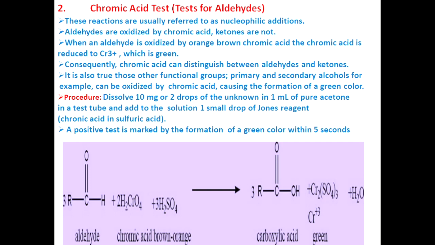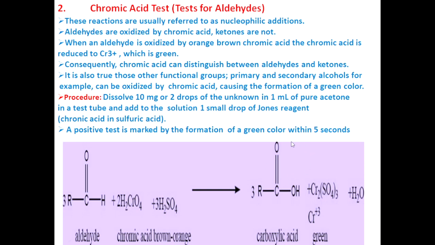So the first test, the 2,4-DNP test, is to identify the carbonyl group, either aldehyde or ketone. The second test is a confirmative test, which is the chromic acid test. It confirms the presence of aldehyde, not ketone. When an aldehyde is oxidized by orange-brown chromic acid, the chromic acid is reduced to chromium ion, which is green. Consequently, chromic acid can distinguish between aldehydes and ketones. It is also true that primary and secondary alcohols, for example, can be oxidized by chromic acid, causing the formation of a green color. But we have to be very careful.